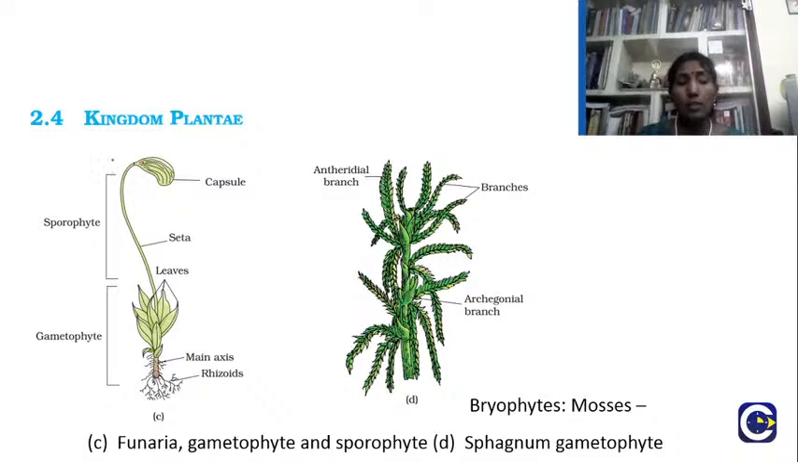The gametophyte of the Pteridophytes is devoid of cuticle and all, so it is found only in moist areas. The rhizoids absorb nutrients and water. You can see the Sphagnum gametophyte here. This is the Funaria gametophyte with a sporophyte. Here you are seeing the bryophyte, the moss, which we call Sphagnum.